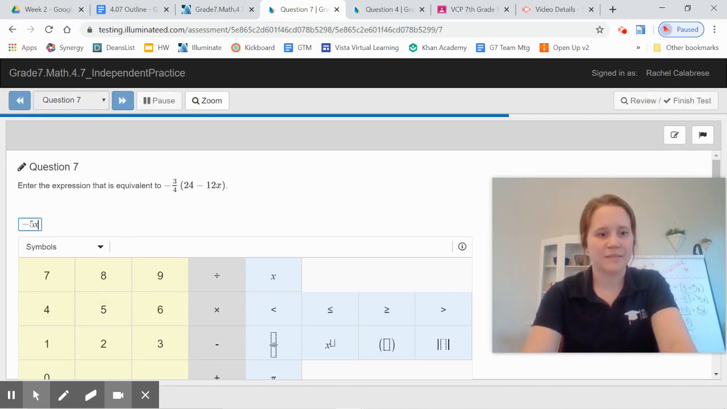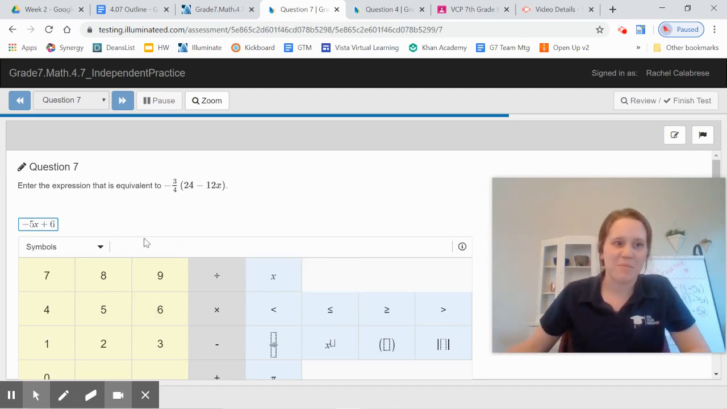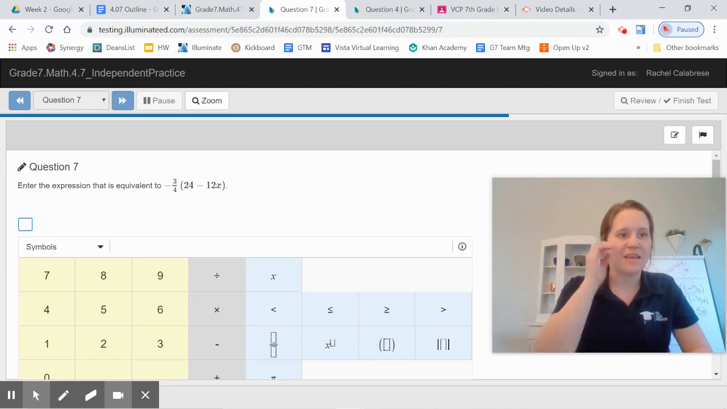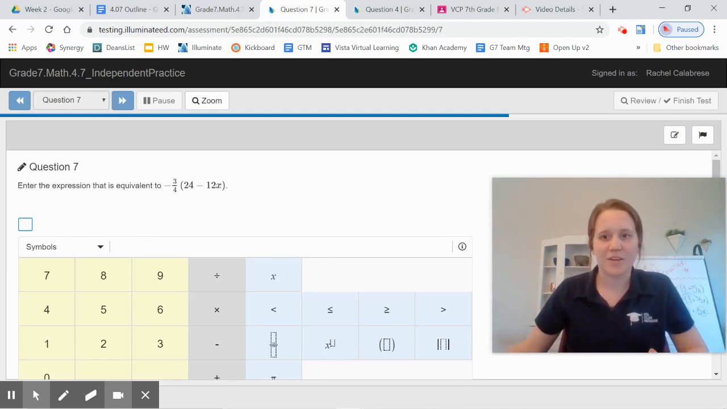This is not the right answer, so don't type this answer, please. But I just use the keys on my keyboard to type that answer. And then when you've got it, you can just move on to the next question. Okay, so just like a regular equation editor, just looks a little different. I wanted to show it to you. Okay. All right, last final reminders.